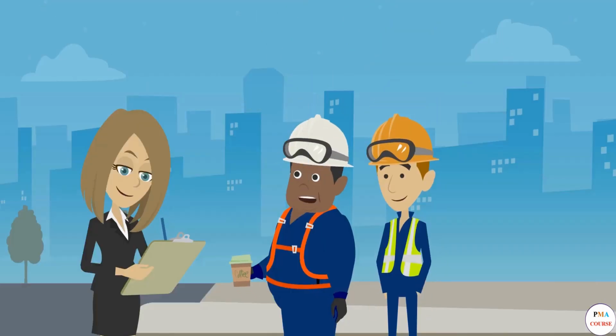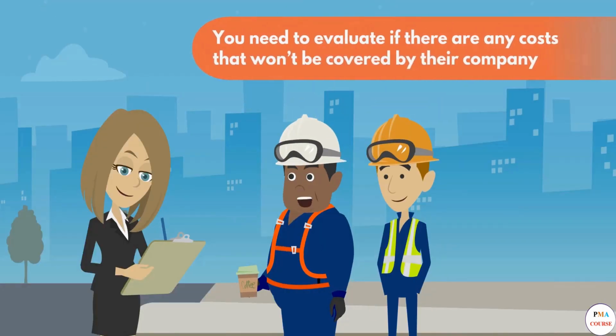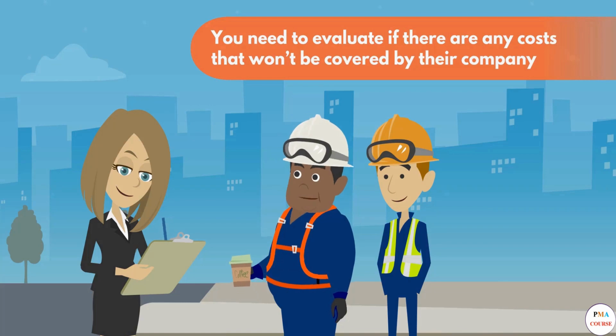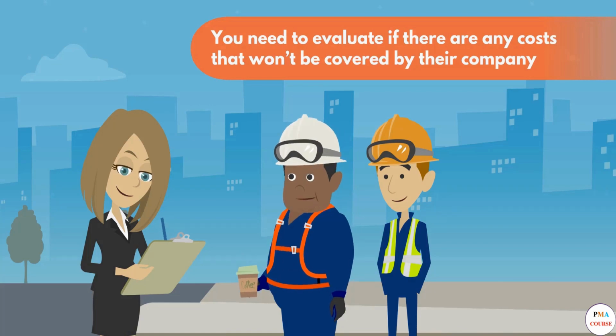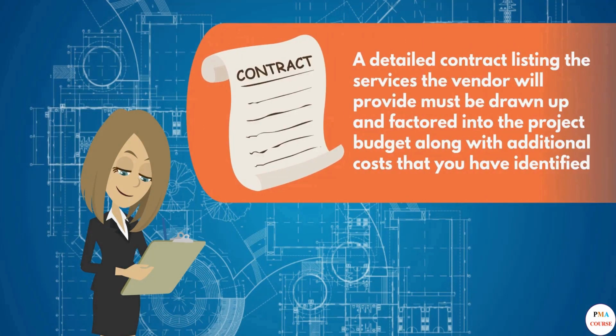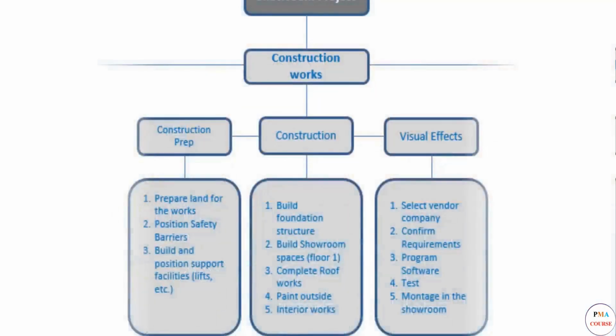You need to negotiate with various vendors, and you also need to evaluate if there are any costs that won't be covered by their company, like clearing or prepping the land prior to building. You must ask if the company will pay for material costs, or will you have to buy your own paint? A detailed contract listing the services the vendor will provide must be drawn up and factored into the project budget along with additional costs that you have identified.